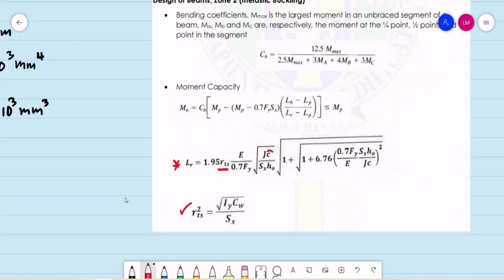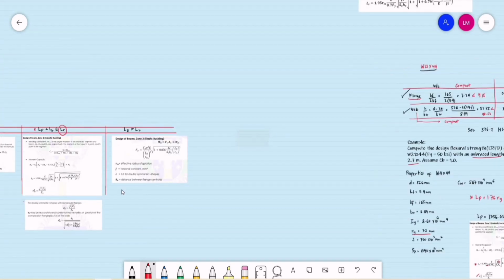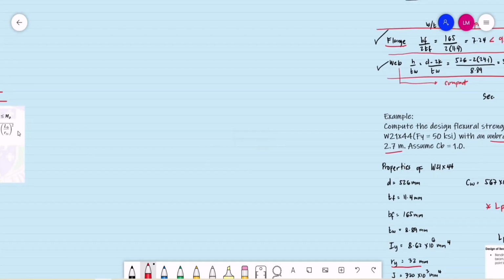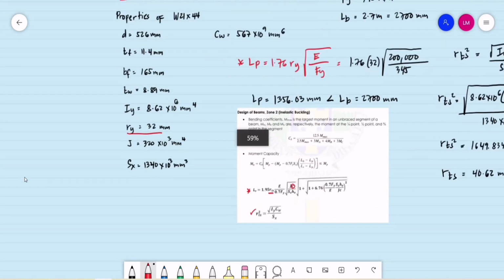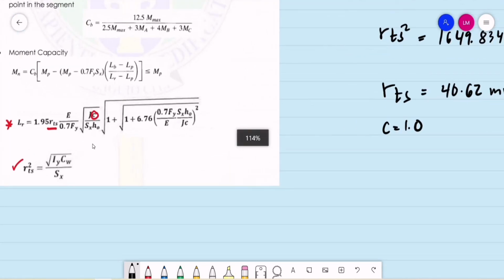This is small c. If you look at our reference from the previous discussion again, j is the torsional constant in millimeters raised to 4. The value of c is 1.0 for doubly symmetric shapes. So that includes our section, the W 21 by 44. So the value of c is also equal to 1.0. So what about the h sub o?